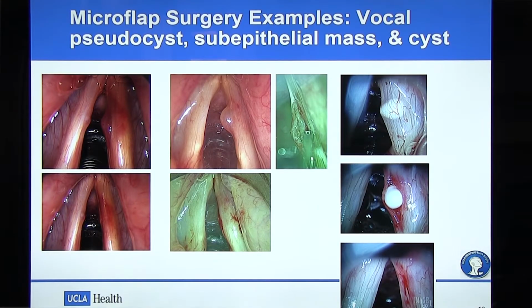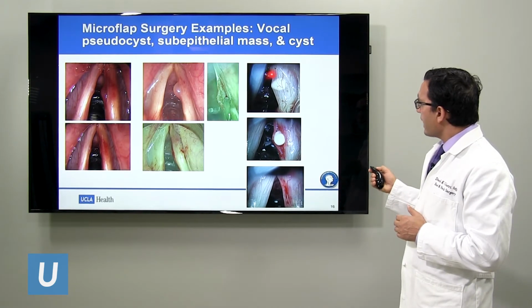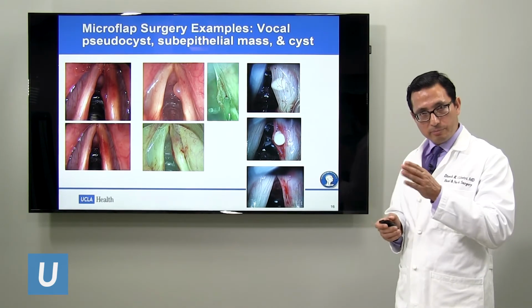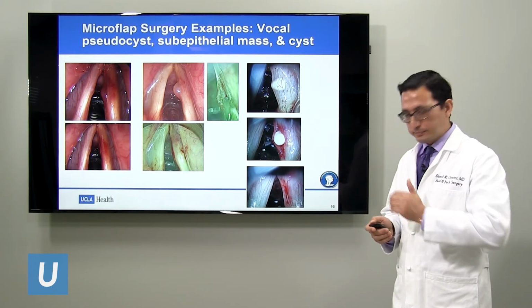And on the very right, we have a vocal fold cyst, which is a small mass, which is under the cover layer, under the mucosa. And again, we excise that by making an incision right on top of it, just removing the mass and allowing everything else to drape over.